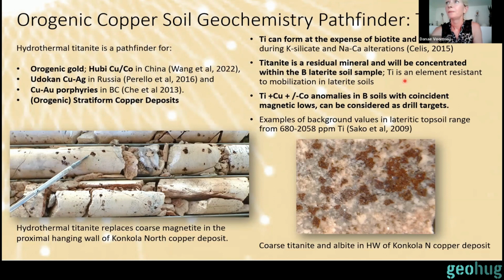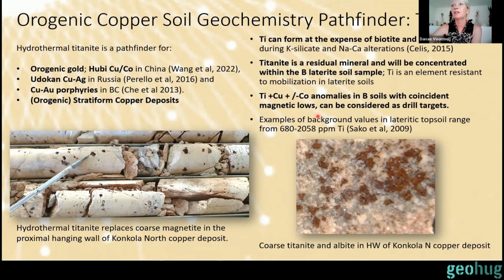Well, first off, titanite forms during hydrothermal events at the expense of biotite or magnetite during this albitization event. Now, in soil geochemistry and in your B soils, titanite is a residual mineral. So it doesn't get washed away very far, and it stays within that laterite. So if you get your B soil and you have elevated titanium, that can be super exciting. And there are ways of examining the titanium to see whether it's hydrothermal or not. And you can follow up by looking at these references.